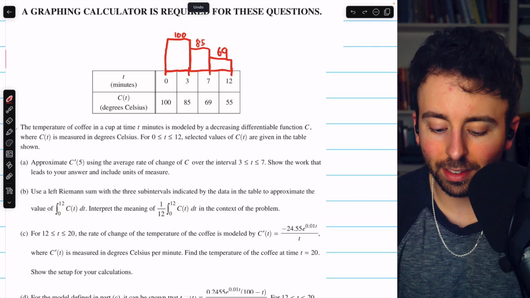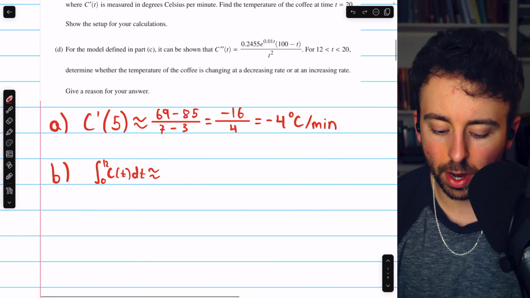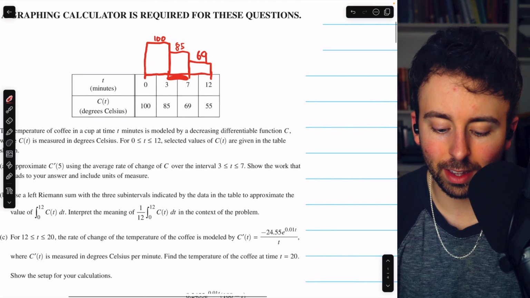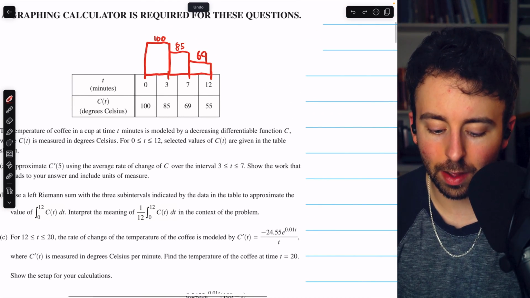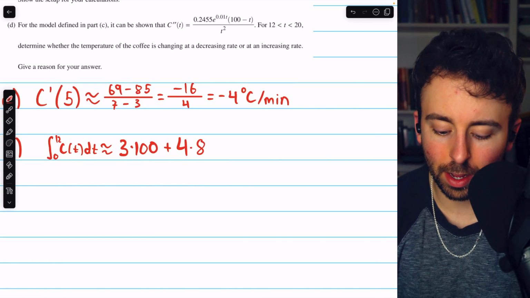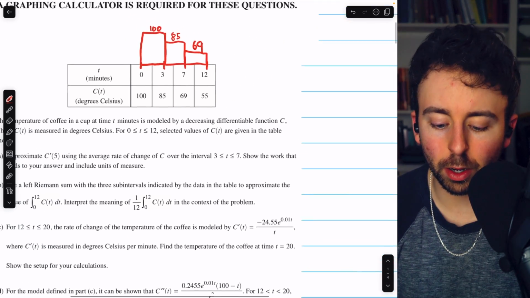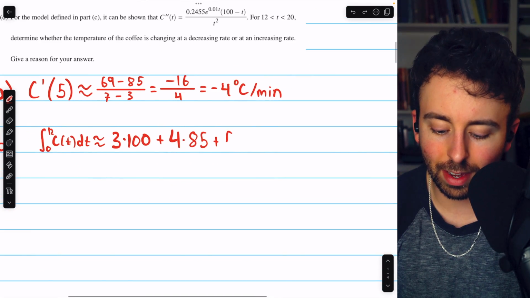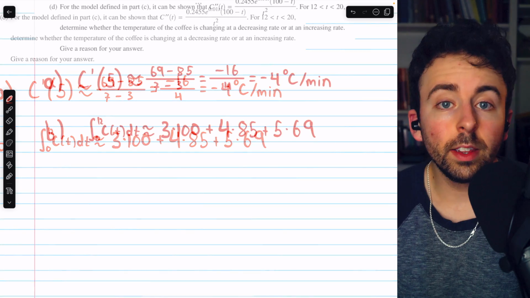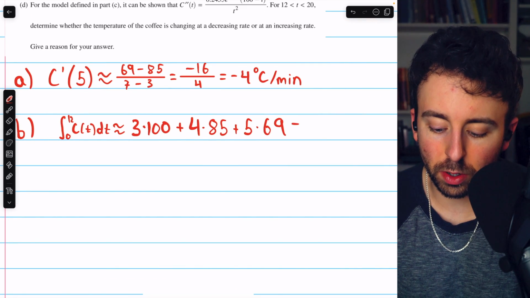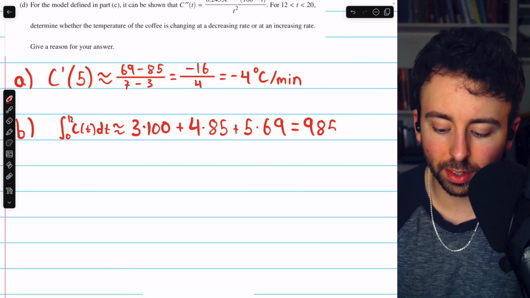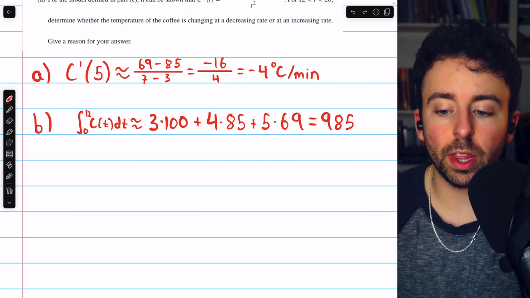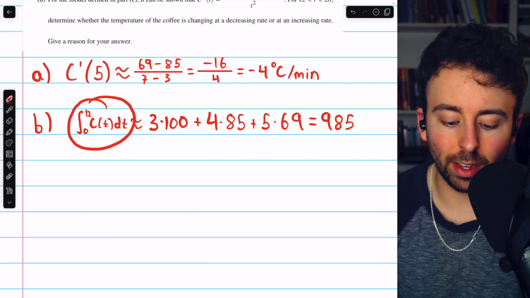The first rectangle has a base length of 3 and a height of 100, so 3 times 100. The second rectangle has a base length of 4 and a height of 85, so its area is 4 times 85. The third and final rectangle has a base length of 5 and a height of 69, so its area is 5 times 69. This is part of the calculator section, so you can use your calculator to quickly find this equals 985. So that is our approximation using a left Riemann sum with 3 subintervals of this integral value.